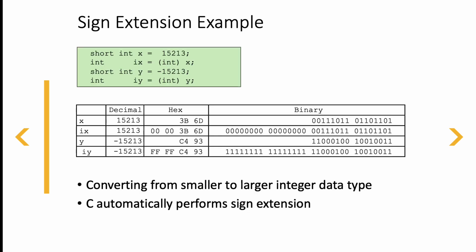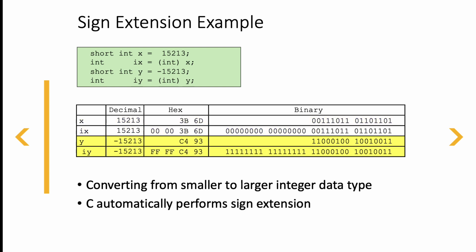So here we see we've got ourselves some shorts that we've declared in this code snippet, and we're going to expand them to full integers. Well, easy enough. If we've got this top representation here, we've got 16 bits. We're going to expand that to 32 bits. We're going to go from a 2-byte short to a 4-byte int. All we have to do is make a bunch of copies of the most significant bit and tack them on the left. So for 15,213, our most significant bit is 0, so we just add a bunch of zeros. We end up with the same value.